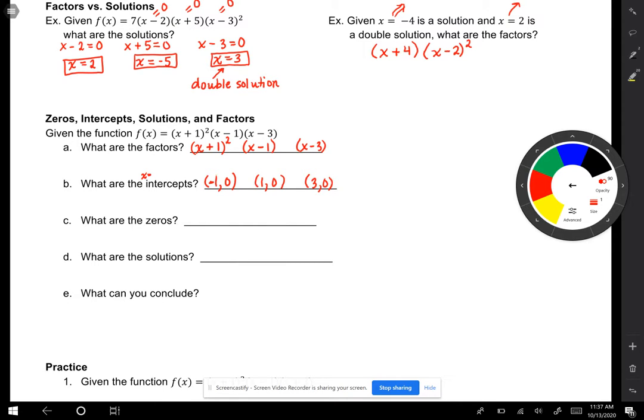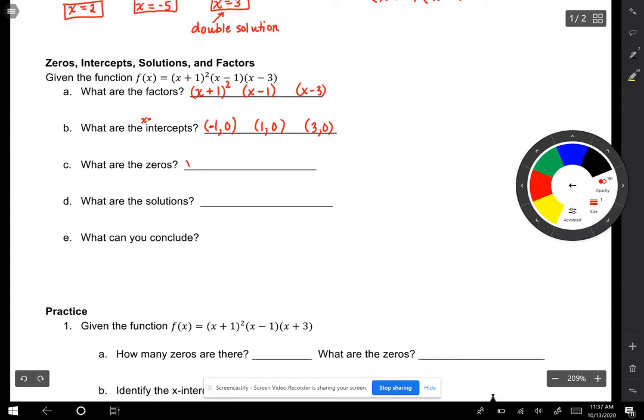And then your zeros are the same thing as your solutions or your x-intercepts. So it'd be the x-coordinate of each of the ones that we just listed, and x equals 3. The solutions are the same thing, means the exact same thing.